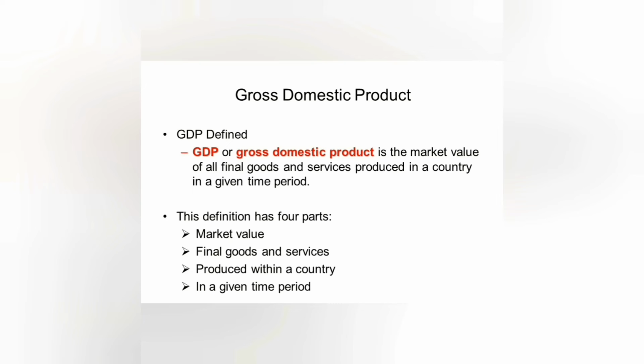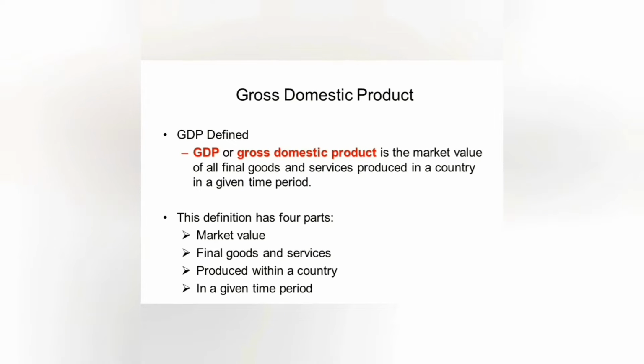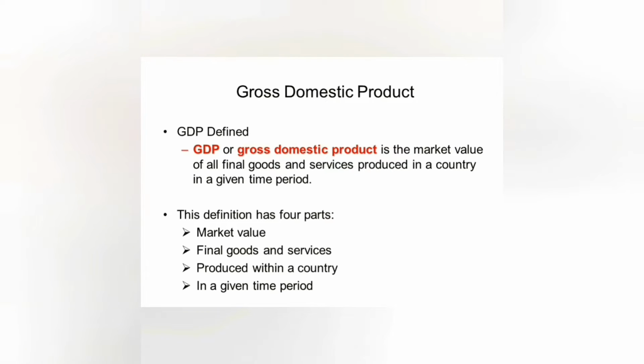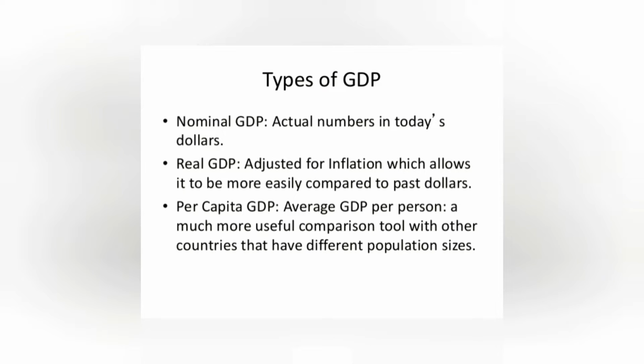We can say that it is the market value of all final goods and services produced in a country in a given time period. The definition has four parts: market value, final goods and services, produced, within a country in a given time period. GDP has three types: nominal GDP, actual numbers in today's dollars.